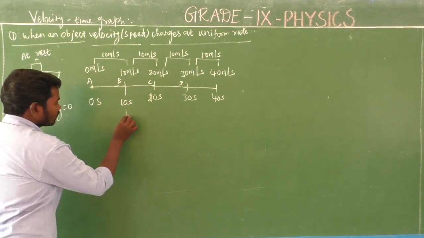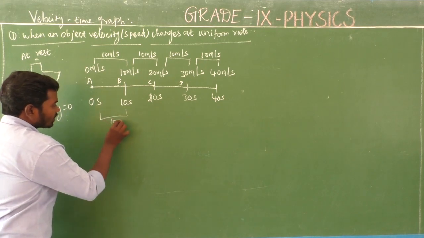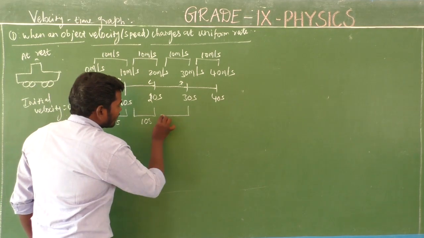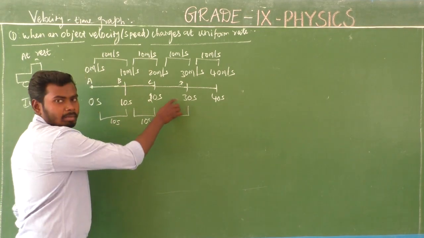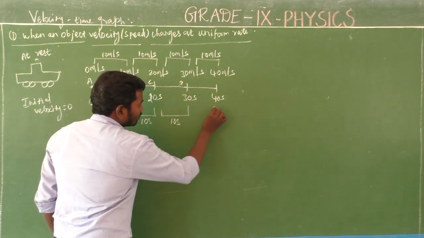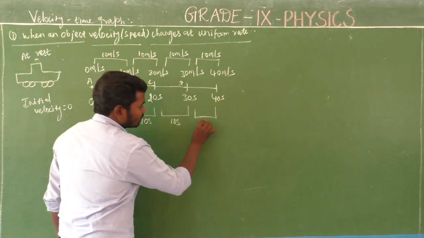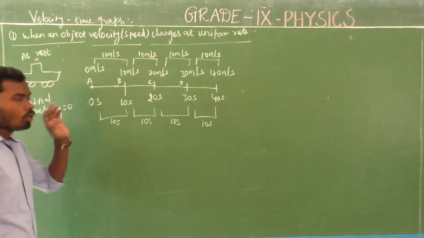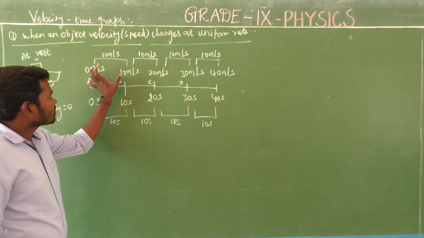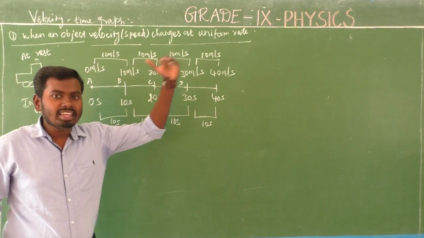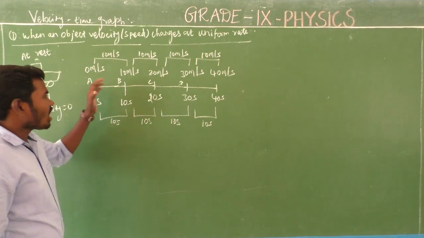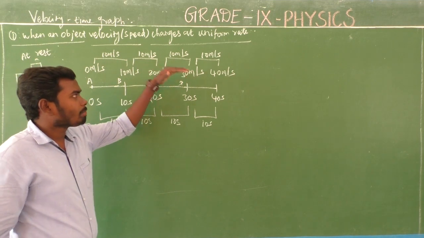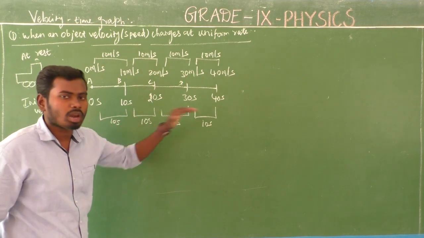What is the time factor? Time: 10 minus 0 is 10 seconds, 20 minus 10 is 10 seconds, 30 minus 20 is 10 seconds, then 40 minus 30 is 10 seconds. Is it clear? Very simple. Look here, the velocity of the car increases, or changes. So the velocity of the car changes by equal amounts in equal intervals of time.